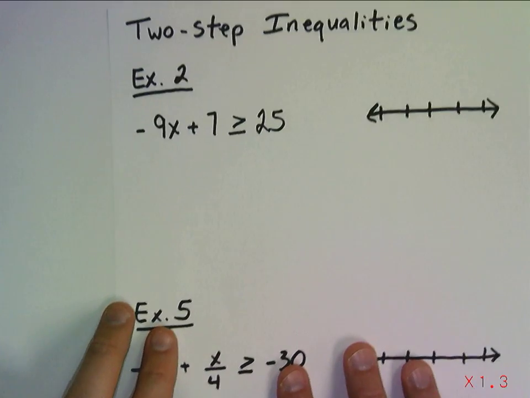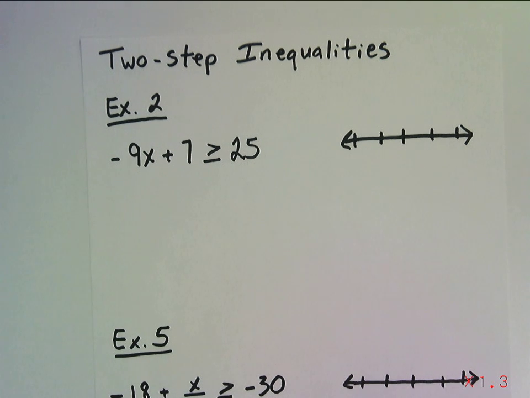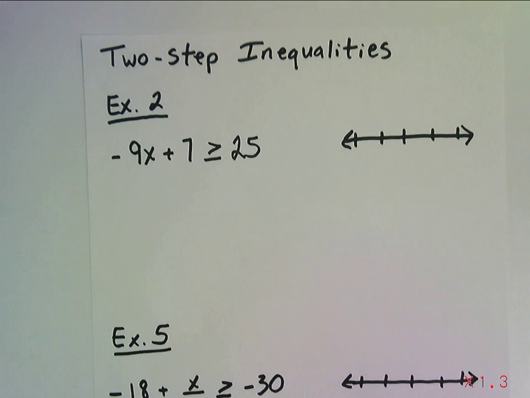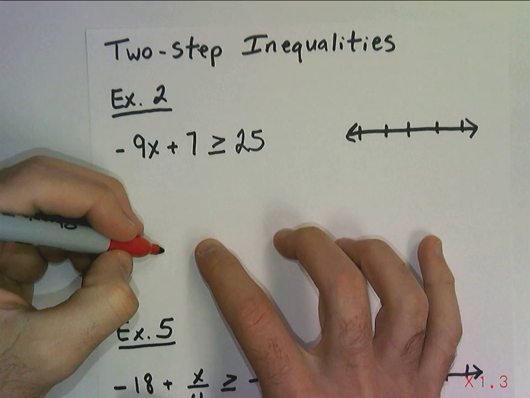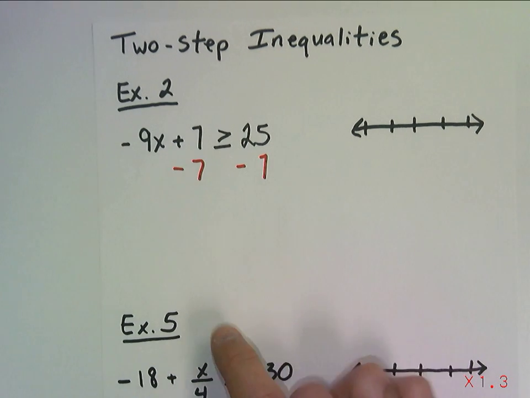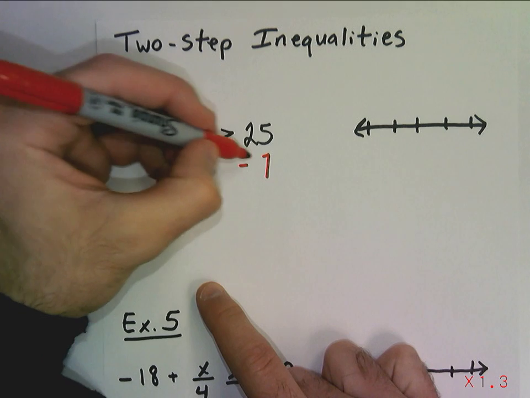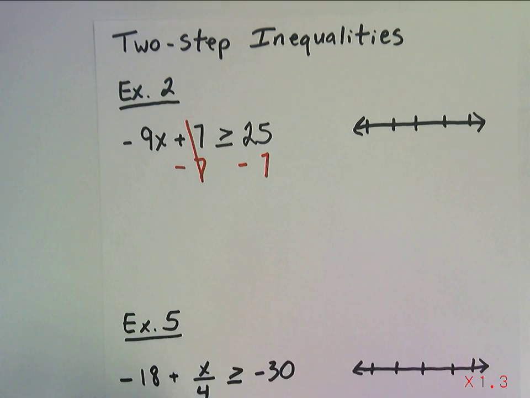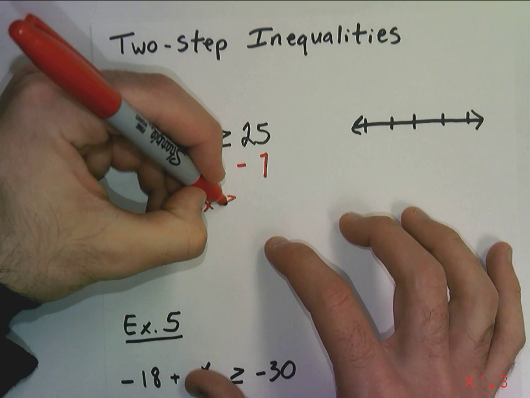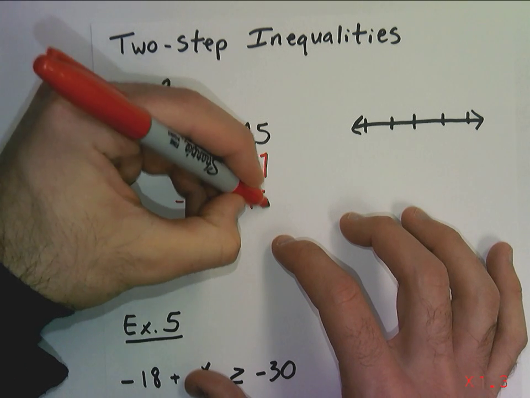So, example 2, and like I said before, these are going to be solved the same way as if there was an equal sign in here. So this is just really a two-step equation. So let's go ahead and work through this real quick. So what we should do first is subtract 7 from both sides. So those cancel. And I would be left with negative 9x is greater than or equal to 18.